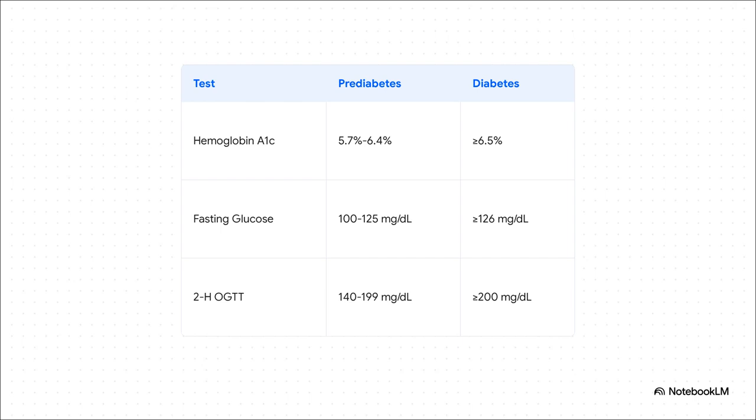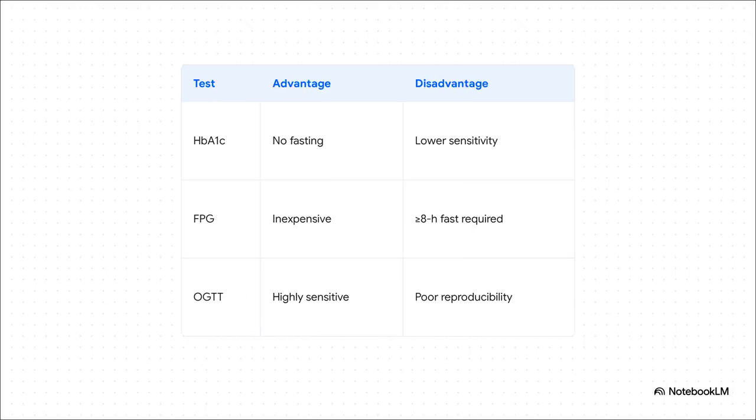And don't sleep on those pre-diabetes numbers. That's our sweet spot, our chance to really make a difference. Oh, and a huge clinical pearl. If your patient has no symptoms, you need 2 abnormal tests to lock in that diagnosis. Don't forget that part.